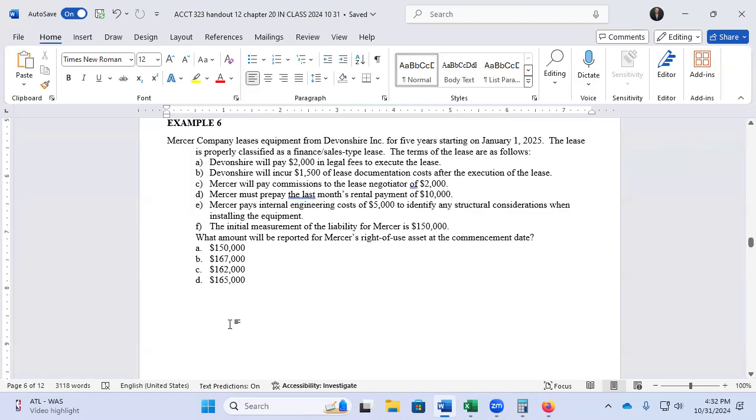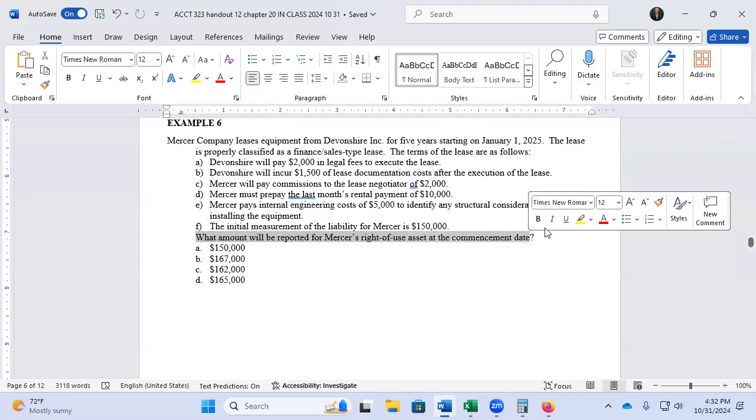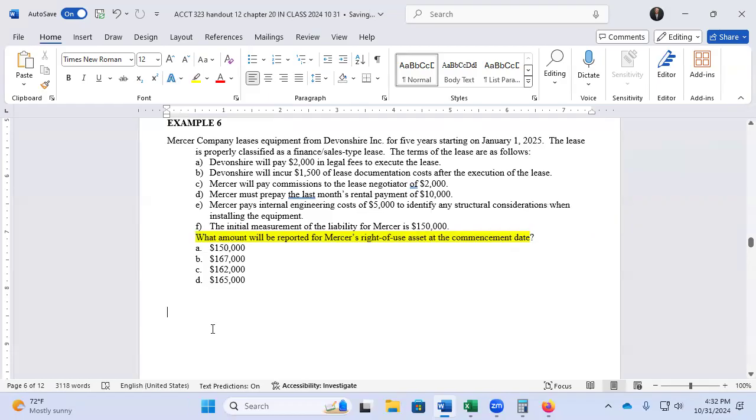Take a look at example 6. And so we want to know what amount will be reported for Mercer's right of use asset at the commencement date. And so we have the present value of payments, which they call the initial measurement of the liability, 150,000.